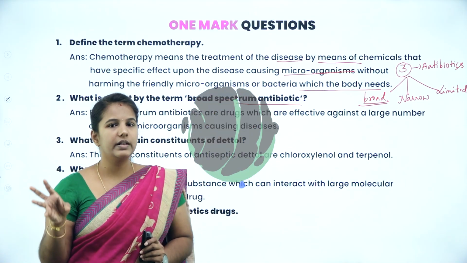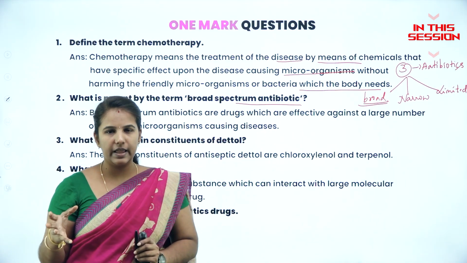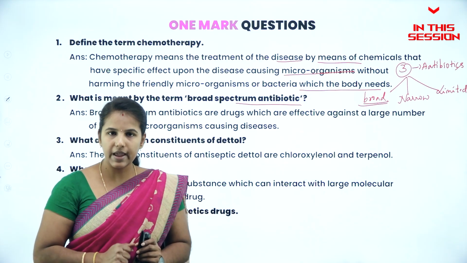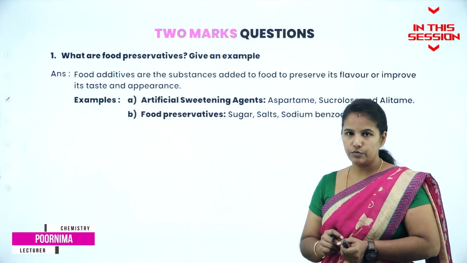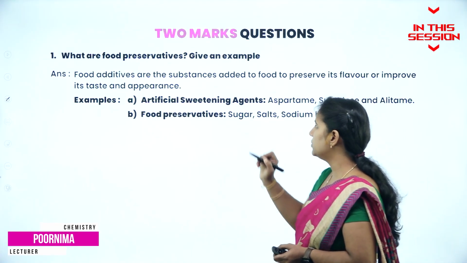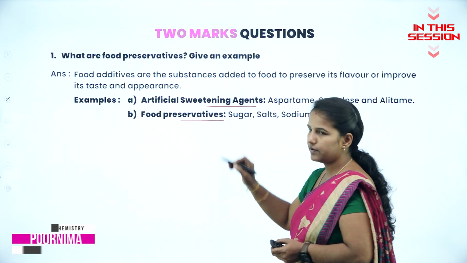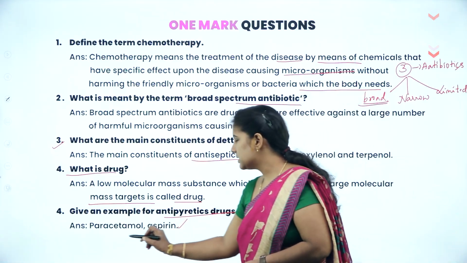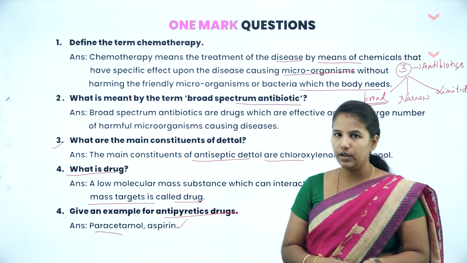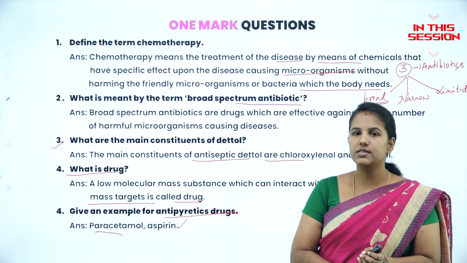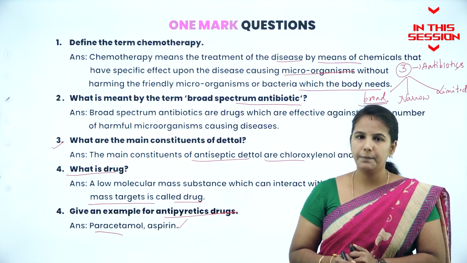The limited spectrum and the narrow spectrums are almost one and the same, but they are having their specific action. So there are two types of food preservatives will be there. One is artificial sweetening agent and a food preservative. And remember, the paracetamol is the only drug which we use as both analgesic as well as antipyretic.